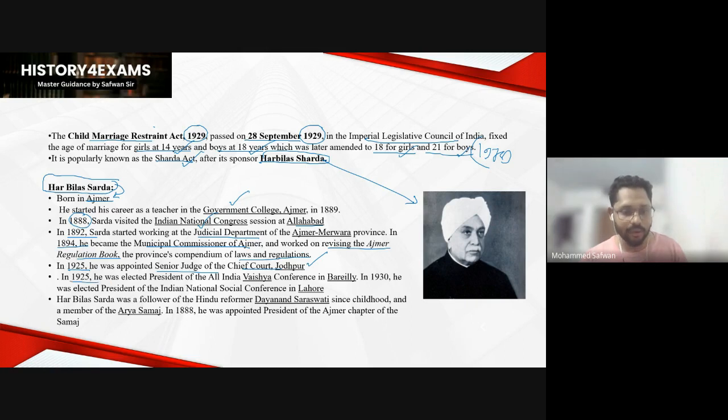In 1925, he was elected president of the All India Vaishya Conference in Bareilly. In 1930, he was elected president of the Indian National Social Conference in Lahore. The Indian National Social Conference is a branch of the INC that deals with social issues. Just note such information. He was also a follower of the Hindu reformer Dayananda Saraswati, and that is why he was an ardent supporter of the Arya Samaj in Ajmer. In 1888, he was appointed president of the Ajmer chapter of the Arya Samaj.